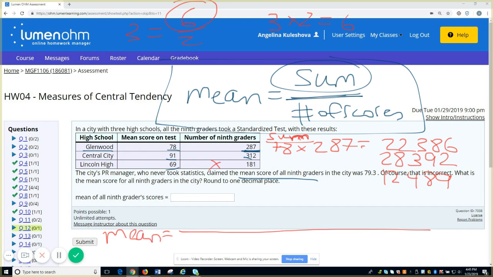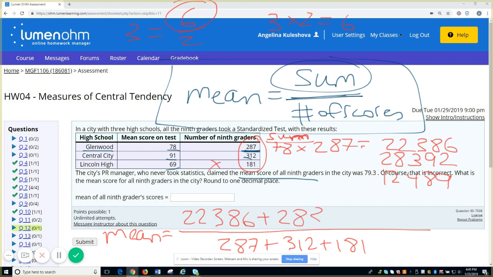So the reason why I want to do that is because if I want to find the mean across all ninth graders, well, I want to know the total number of ninth graders, which I would get by adding up the number of ninth graders in each school. But I also need to know the total sum of their scores, which I would find by adding up the individual sum for each school, like so.